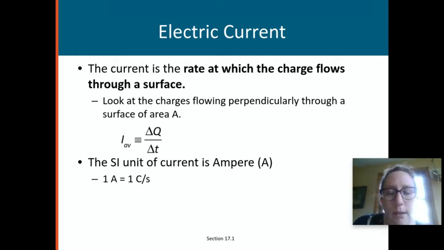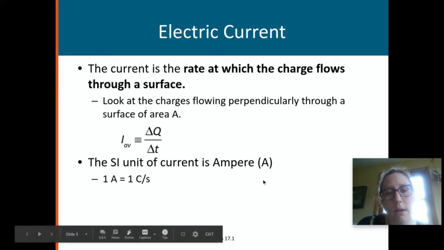Okay, there is the definition of average current: charge over time, which leads us to the SI unit of current, which is the ampere, capital A, and it's a coulomb per second. Okay, again, all of the stuff in electricity is capital letters.